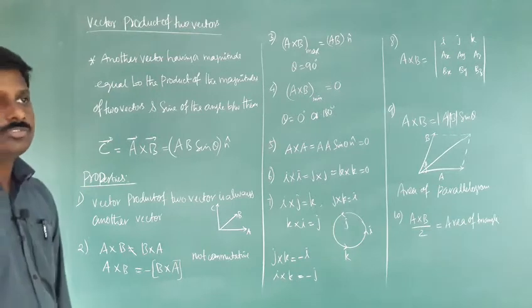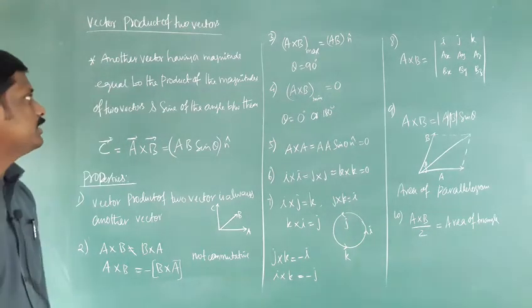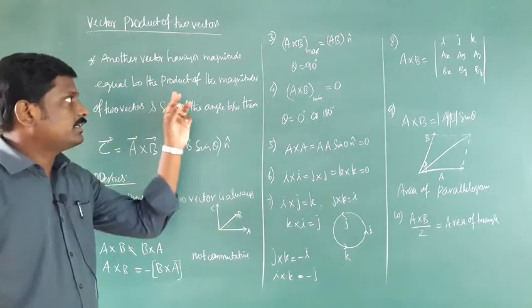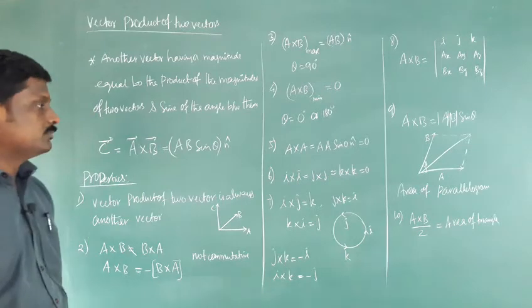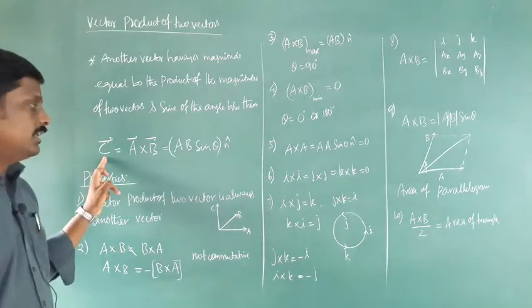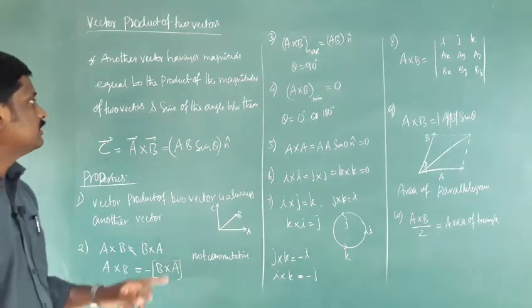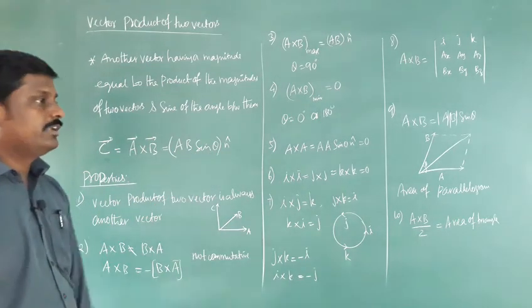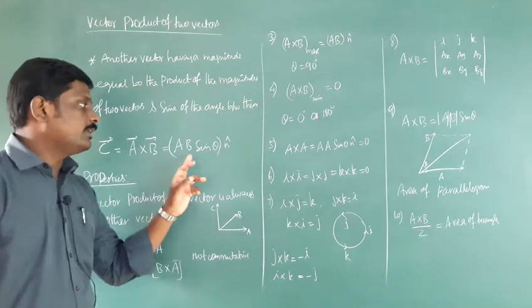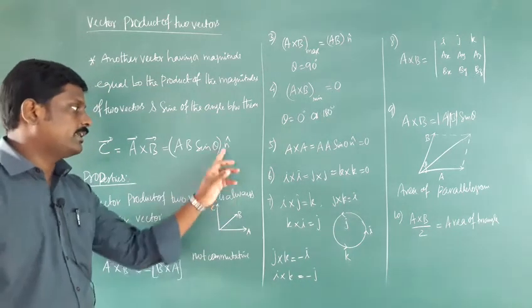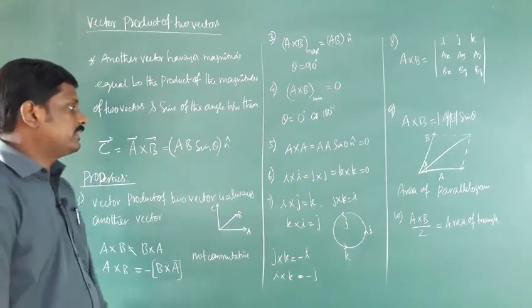So the vector product of two vectors is defined as another vector having a magnitude equal to the product of the magnitudes of the two vectors and the sine of the angle between them. That is, C vector equals A cross B. So A cross B equals AB sin theta n cap, where n cap is a unit vector pointing in the direction of the resultant vector.